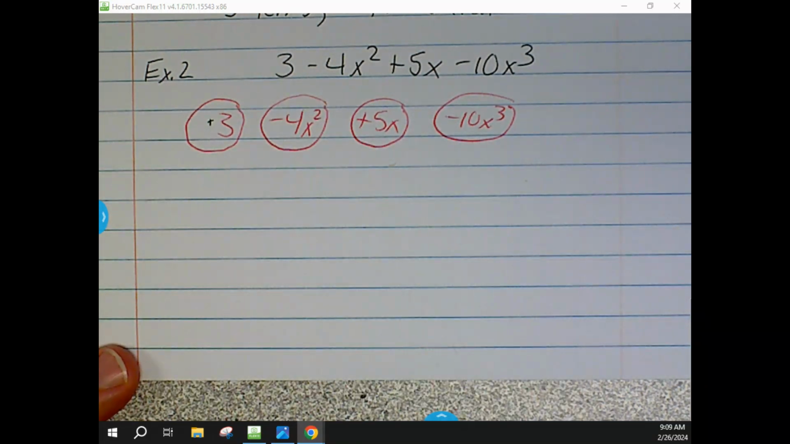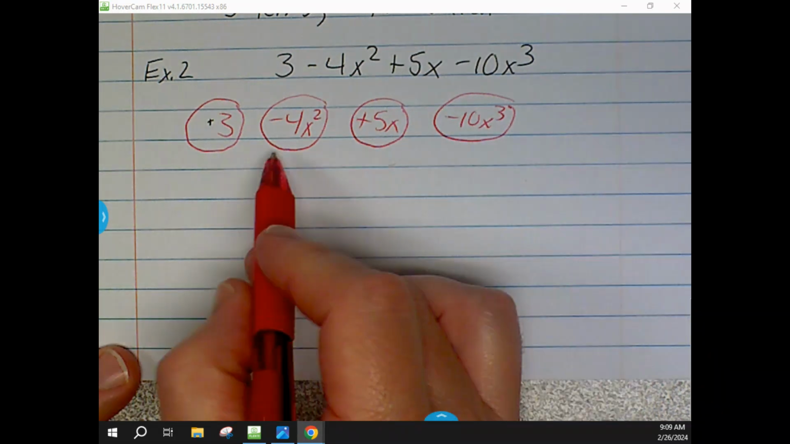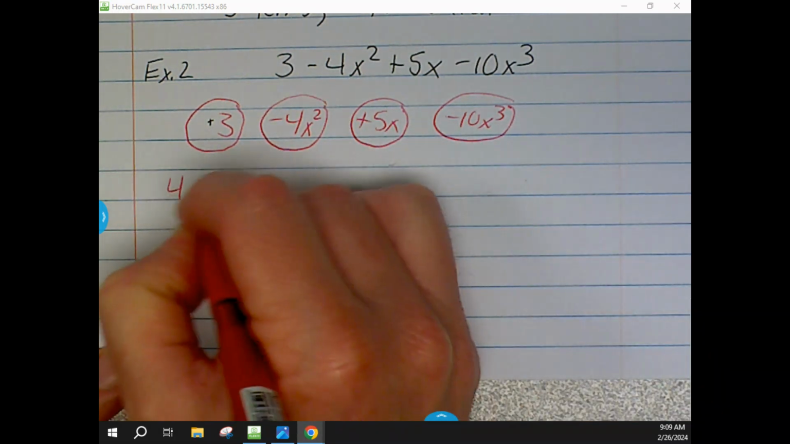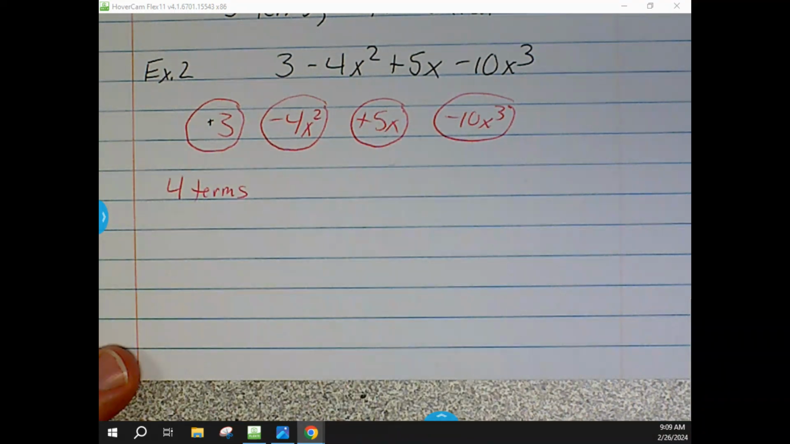The other thing about doing that is, as soon as you do that, it also lets you know how many terms you're looking for. We've got x to the third, x squared, x, and the constant. So right off the bat, we can see that we've got 4 terms. If it's 4 terms, they'll just say it's a 4-term polynomial. There's not a specific name on that one, so that's pretty much all they can do.